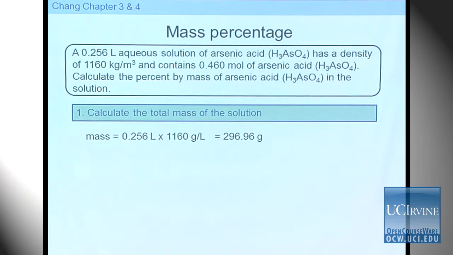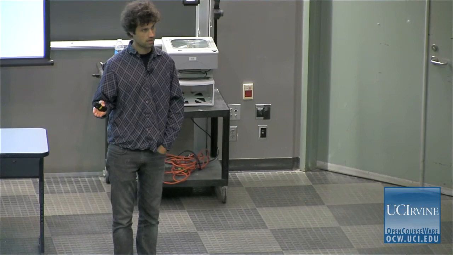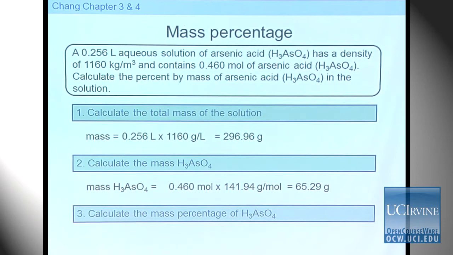Next, you can calculate the mass of just your acetic acid. How do you do that? Well, look, I have the number of moles. The only thing I have to do is to multiply it with the mole mass. Okay, so here it is. Number of moles times the molar mass of acetic acid. You have to calculate that most correctly from the periodic table. If you do that, you find 65.29 grams of acetic acid. Those are the two ingredients I need. Total mass of the solution, contribution from acetic acid, will allow me to calculate the mass percentage. So here it is. The ratio of 65 and 296 times 100%, and that will give me 20%. That is the mass percentage.